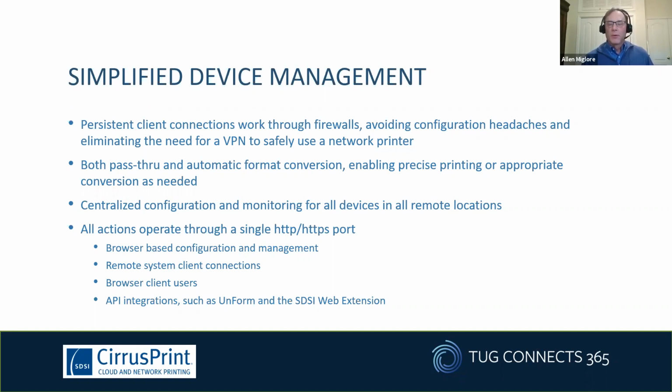Everything is configured through a web browser talking to the web server. There's an administrative tool for that. And all the actions, all the clients, all the administration, everything is done through that browser port. There's also an API, which we take advantage of in several situations. UnForm is able to talk to CirrusPrint using the API, which saves some of the headaches of configuration and setting up additional ports and that sort of thing.